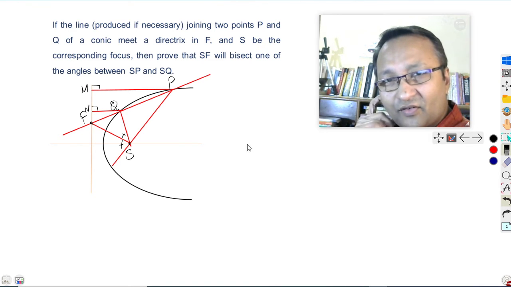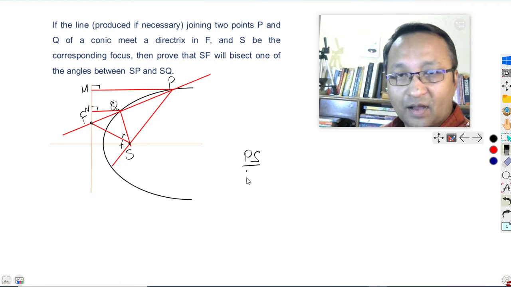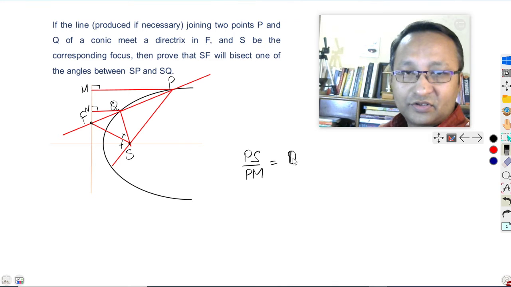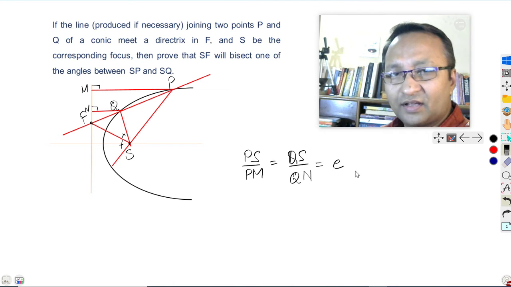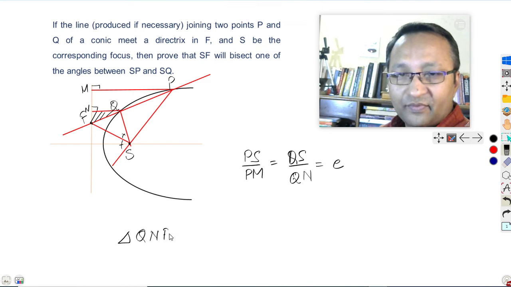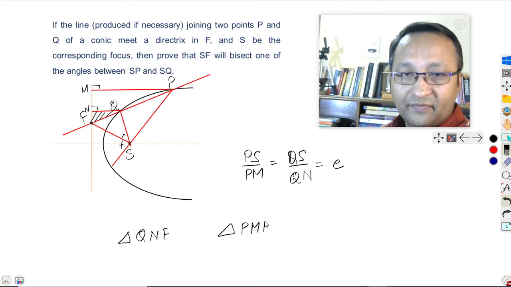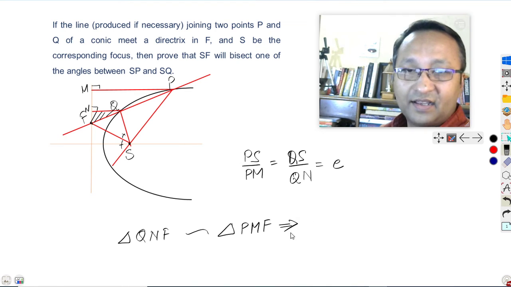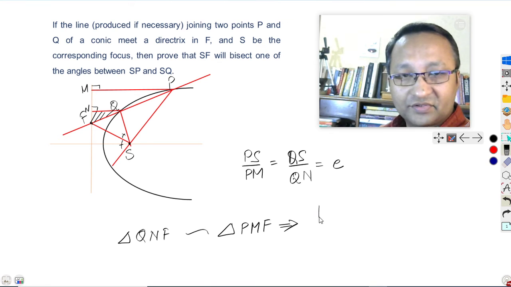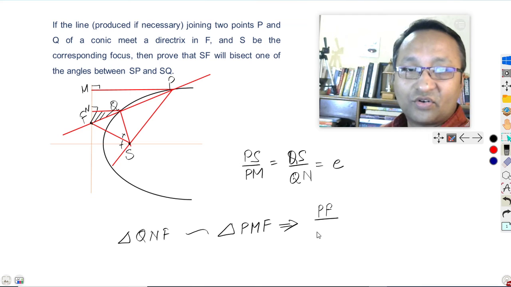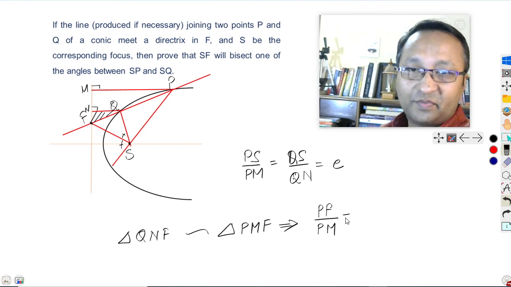So by the definition of conic, we know that PS upon PM is equal to QS upon QN, that is to say the eccentricity, which can be one for a parabola, something bigger than one for a hyperbola, lesser than one for an ellipse, but they remain to be the same E. Also, if I look at these two triangles, triangle QNF and triangle PMF, they both are similar, which definitely implies that the ratio of their hypotenuse, that is PF, to the perpendicular PM, should be equal to QF is to QN.